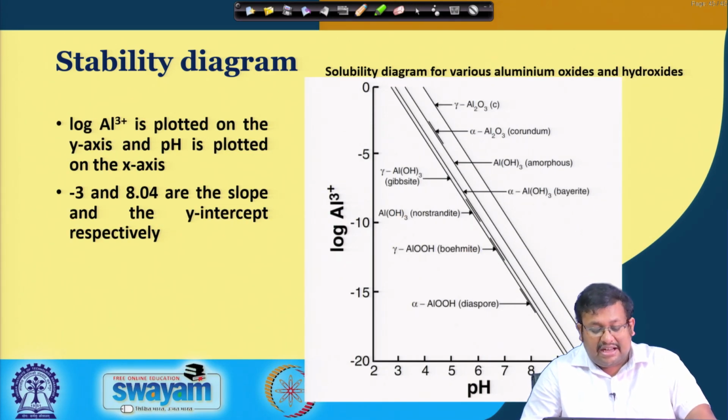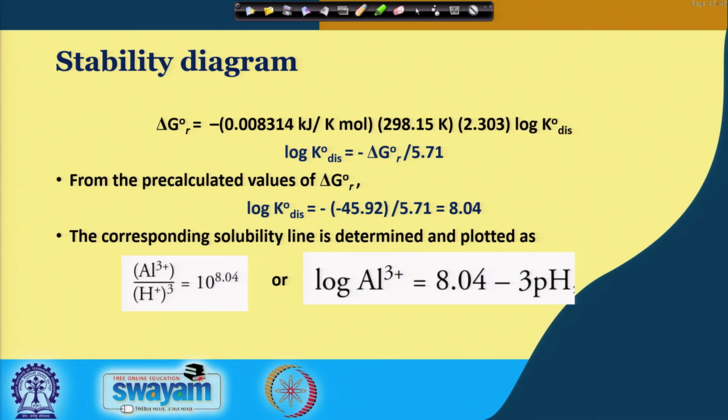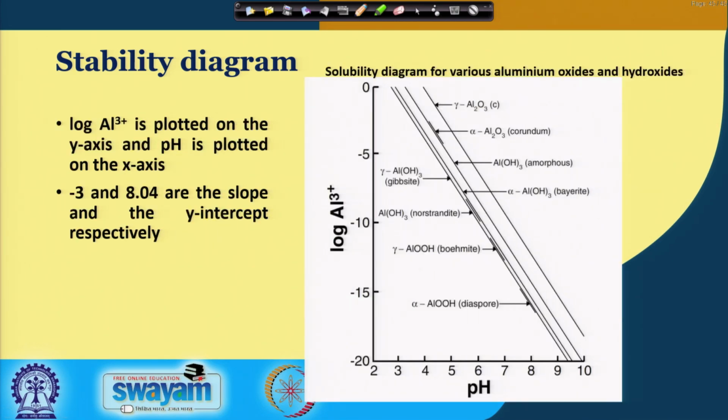So, stability diagram, basically here in the linear equation, if this log of Al3+ is our y axis, this is the intercept, and obviously minus 3 is the slope. So, we can see that log Al3+ is plotted on the y axis, pH is plotted on the x axis, and minus 3 and 8.04 are the slope and the y intercept respectively.